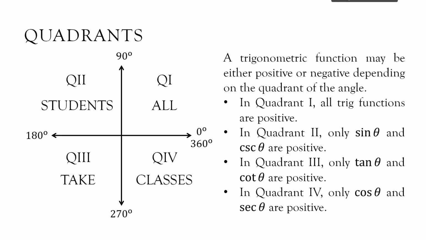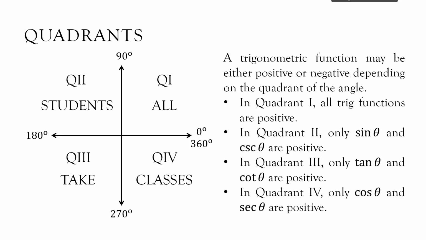So how does this potentially help us? Well, in quadrant 1, all trig functions are positive. In quadrant 2, student starts with s, so sine and cosecant are positive, because again, sine and cosecant are just flipped versions of each other. In quadrant 3, we have take, the t: tangent and cotangent are positive. Every other trig function should be negative here. And in my fourth quadrant, we have classes, c: cosine and its reciprocal, secant of theta, should be positive.